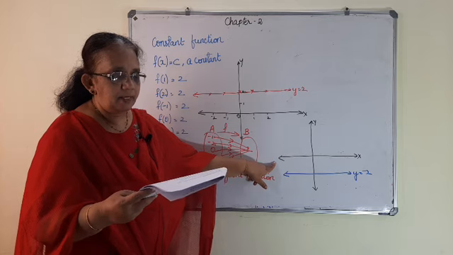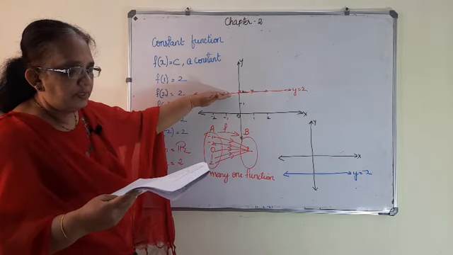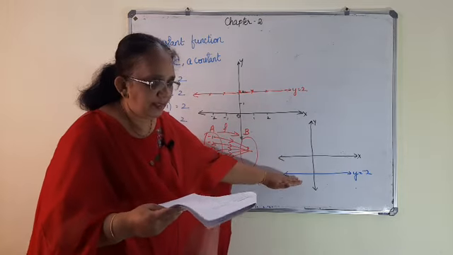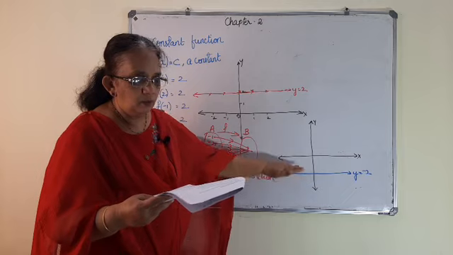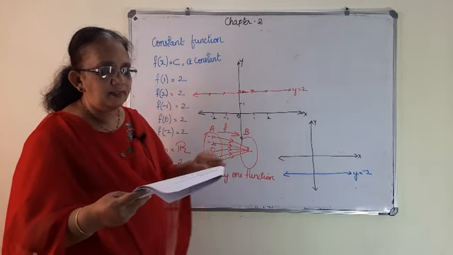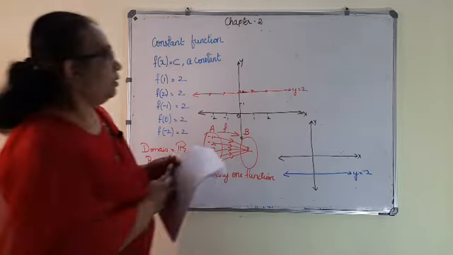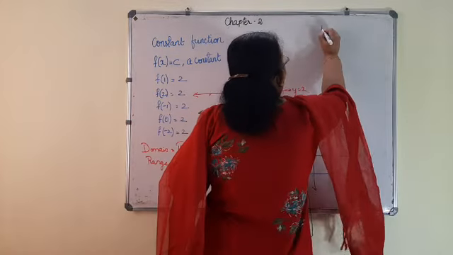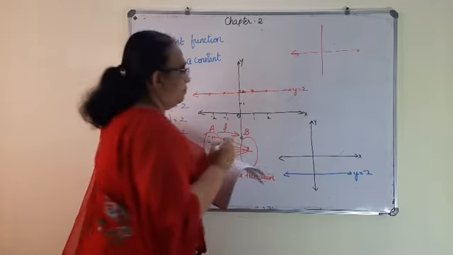Parallel to the x-axis, it will be above the x-axis in case the value of its range is positive, or below the x-axis in case the value of range is negative, and coincident with the x-axis in case the range is equal to 0. When the range is equal to 0, it can coincide with the x-axis.